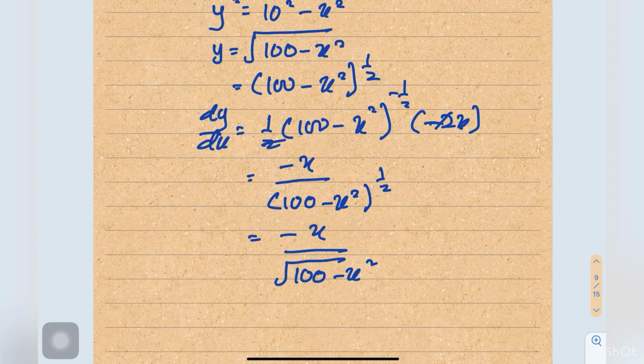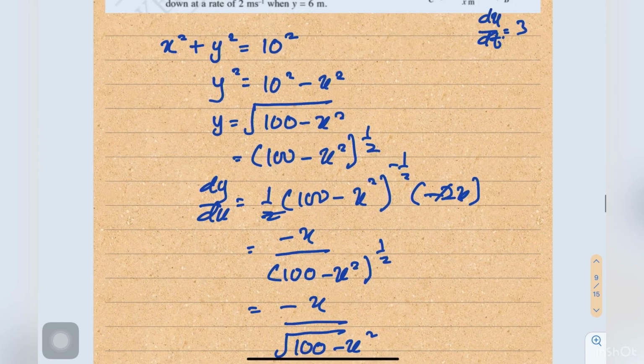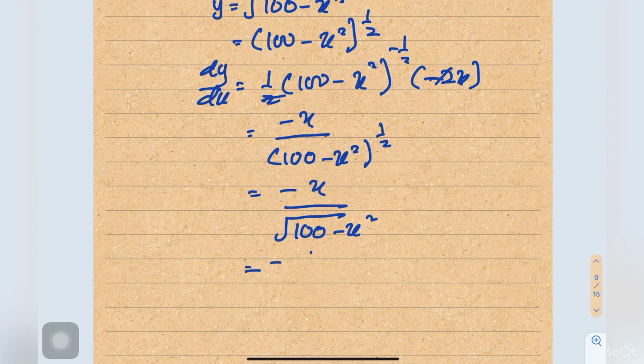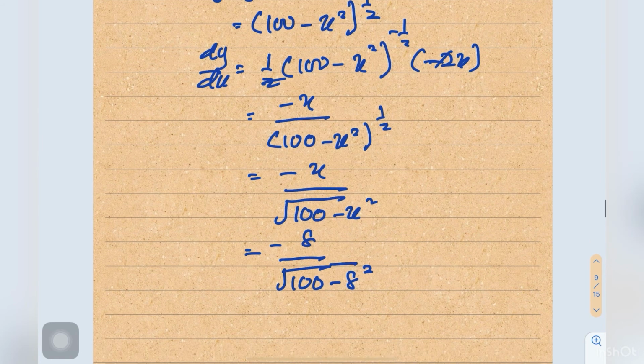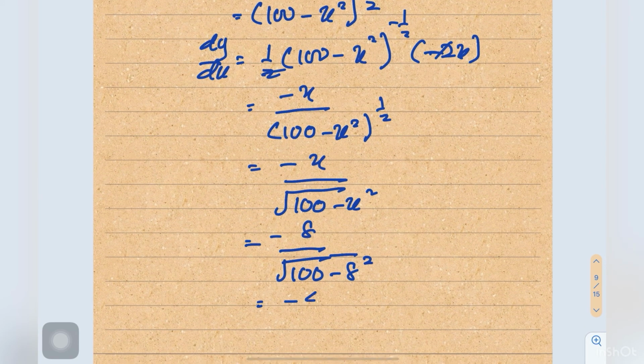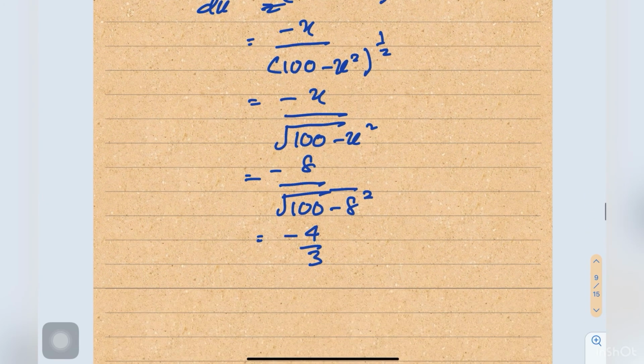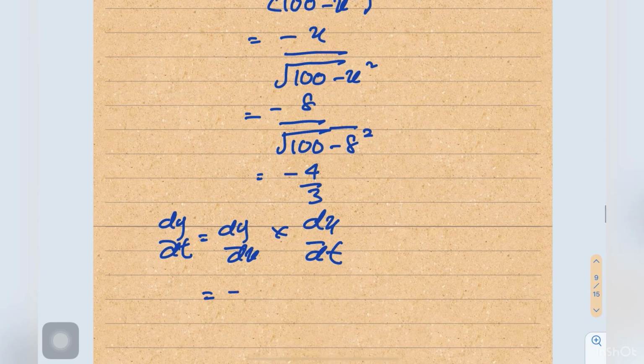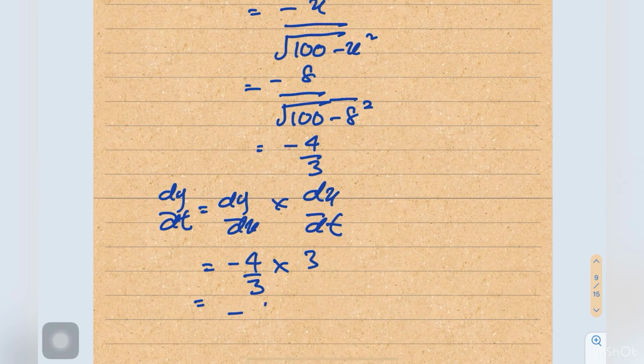Here we have x equals 8. So we substitute: negative 8 over the square root of 100 minus 8 squared. Here we get negative 4 over 3. Now we are going to find dy/dt, so we use the chain rule. dy/dt equals dy/dx times dx/dt, so equals negative 4 over 3 times, just now, 3. So dy/dt equals negative 4.